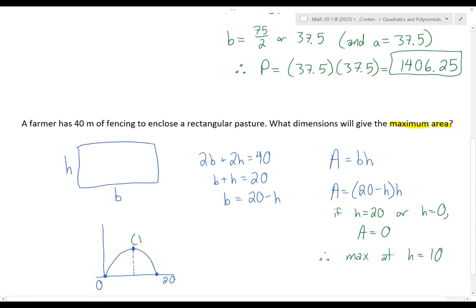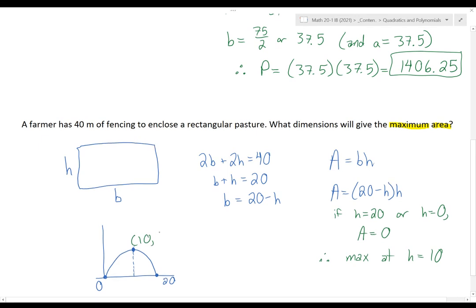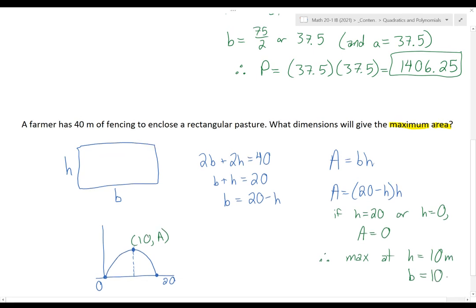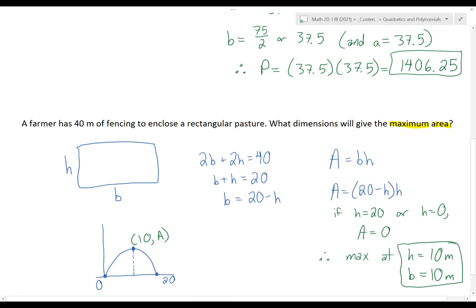So this is the point 10 something, whatever that area is when the h is equal to 10. I don't care what the maximum area here is, so I don't even have to calculate that. I just care about the maximum dimensions. So h equals 10, that means b equals 20 minus 10, which is also 10. So the maximum dimensions are 10 meters by 10 meters. Now it's actually pretty obvious the maximum area would be 100.